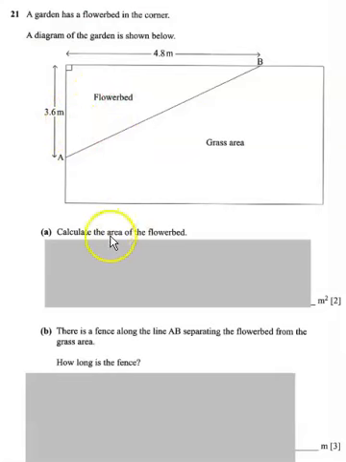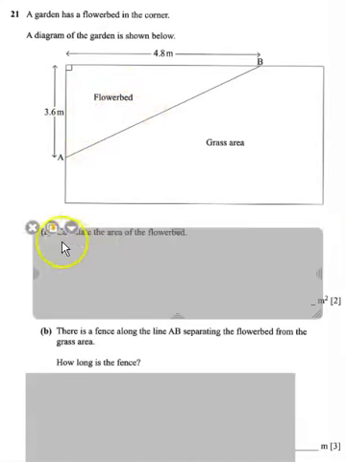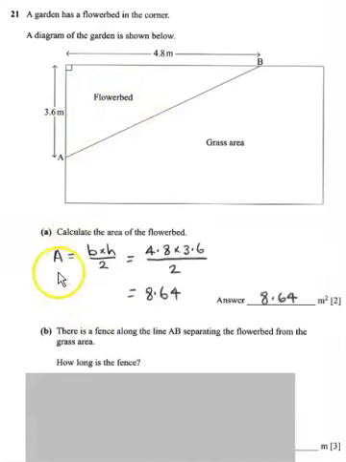So calculate the area of the flower bed. So the area is the area of a triangle. So area of a triangle is base times height divided by 2. So all we're doing is just multiplying these two numbers together and dividing it by 2. And 8.64 would be your answer.